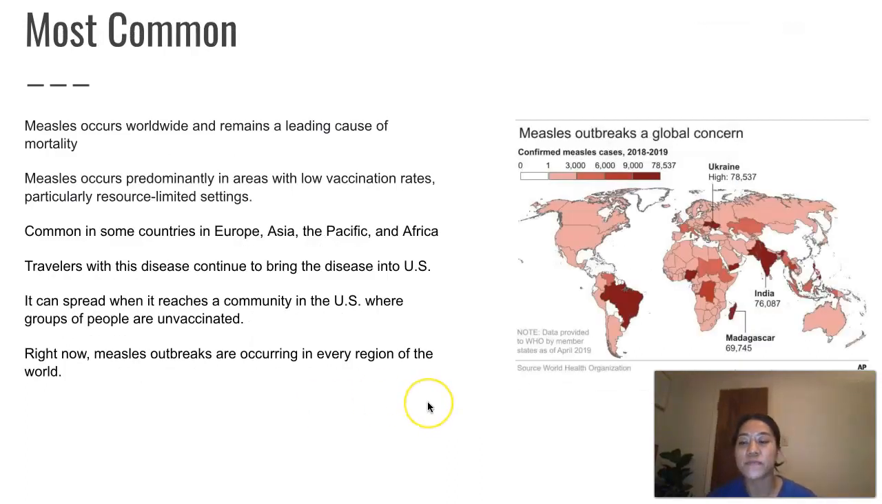Most common. Measles occurs worldwide and remains a leading cause of mortality. Measles occurs predominantly in areas with low vaccination rates, particularly resource-limited settings. It is common in some countries in Europe, Asia, the Pacific, and Africa. It can spread when it reaches a community in the U.S. where groups of people are unvaccinated. And right now, measles outbreaks are occurring in every region of the world.